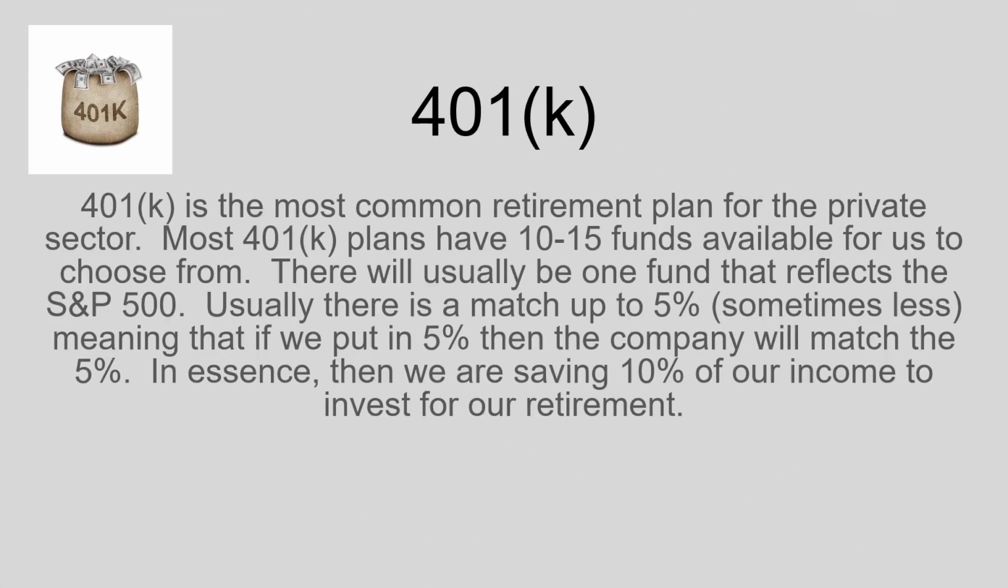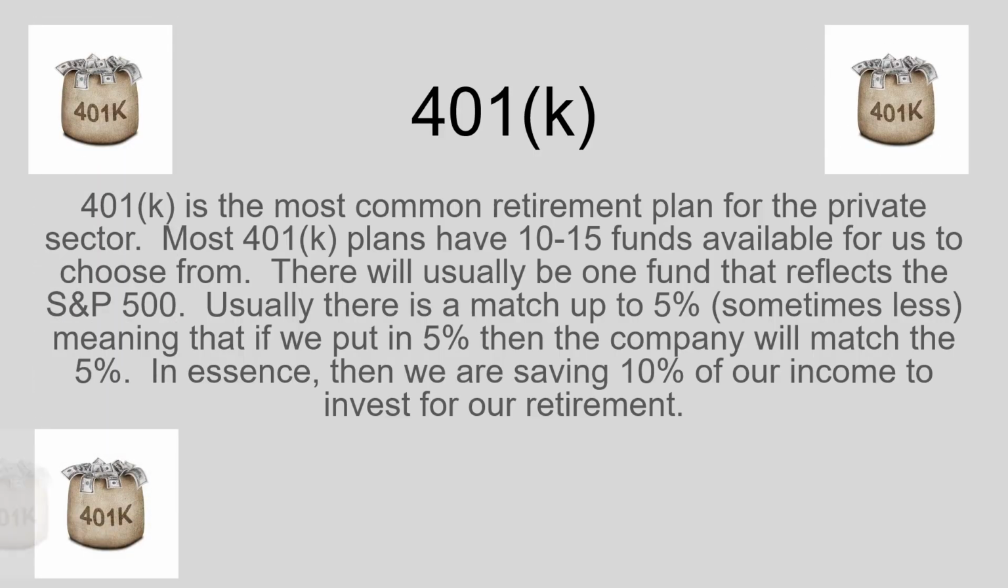The 401k. The 401k is the most common retirement plan for the private sector. Most 401ks have, say, 10 to 15 funds available, about a dozen for us to choose from. But there'll usually be one in there that will reflect the S&P 500. And usually there is a match up to 5%. Sometimes it might be less, but meaning that if we put in 5%, then the company will match the 5%. So in essence, we are saving 10% of our income to invest for our retirement. So it's definitely a nice advantage to invest in a 401k just to get the match.